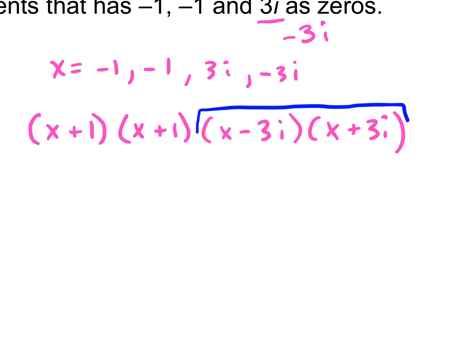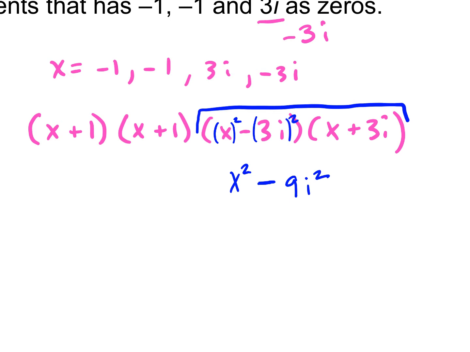A little shortcut when multiplying complex numbers is that you can square the first term and minus the square of the second term. It's like multiplying the first and the last, because the outers and inners cancel. So x times x would be x squared. It's always minus in the middle. And then 3i times 3i would be 9i squared.